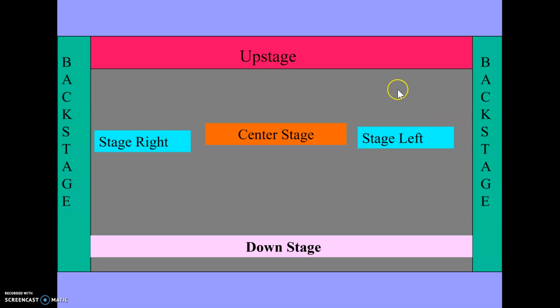And then stage left, stage right. And this looks silly because when we're looking at it as the audience member, this looks like the left and this looks like the right. But you have to think of it in terms of from the performer's point of view. If your performer is here, facing the audience, then this is their left and this is their right. Here's the audience.